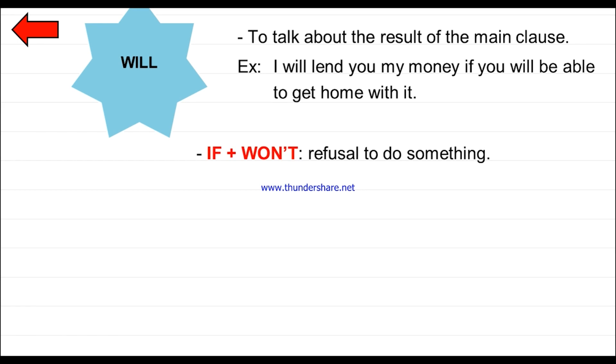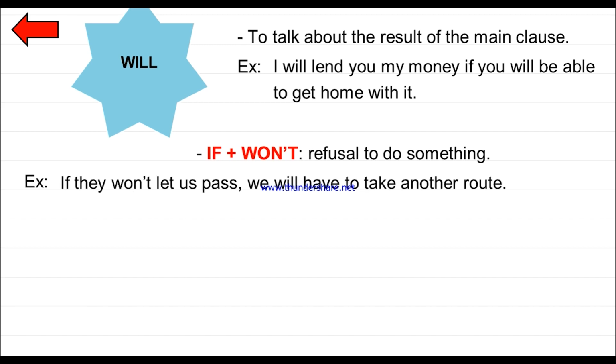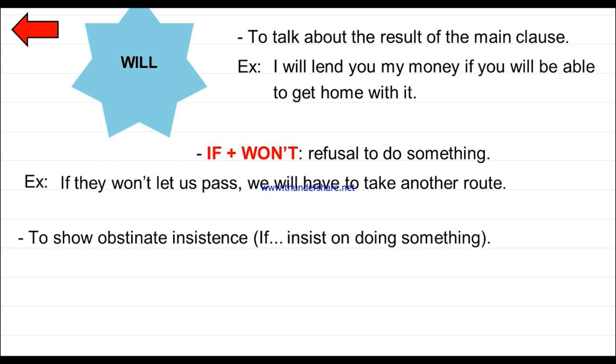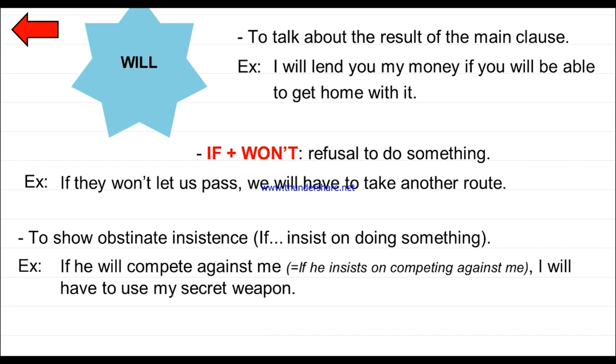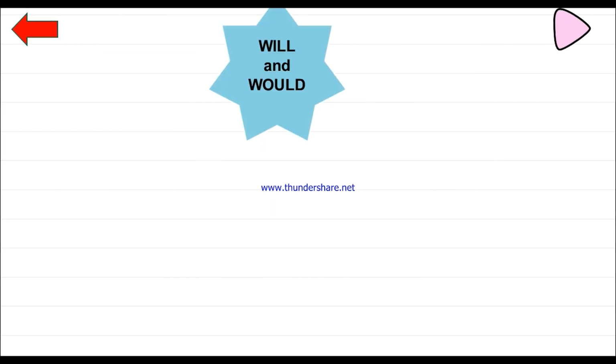And if plus want means to show refusal to do something. For example, if they won't let us pass, or if they refuse to let us pass, we will have to take another route. And will can be used in the if clause also to show obstinate insistence, or if somebody insists on doing something. For example, if he will compete against me, or if he insists on competing against me, I will have to use my secret weapon.